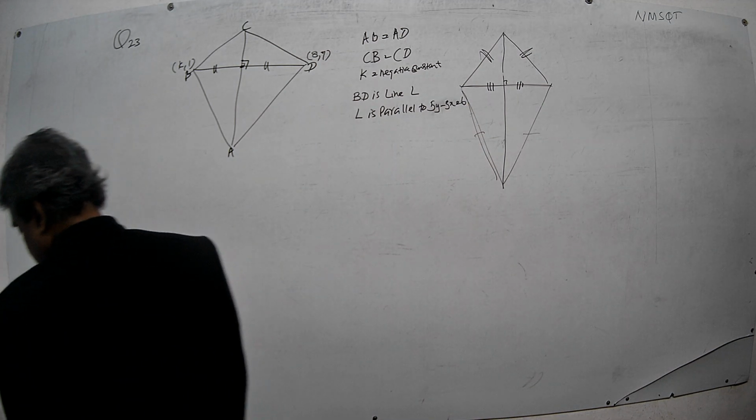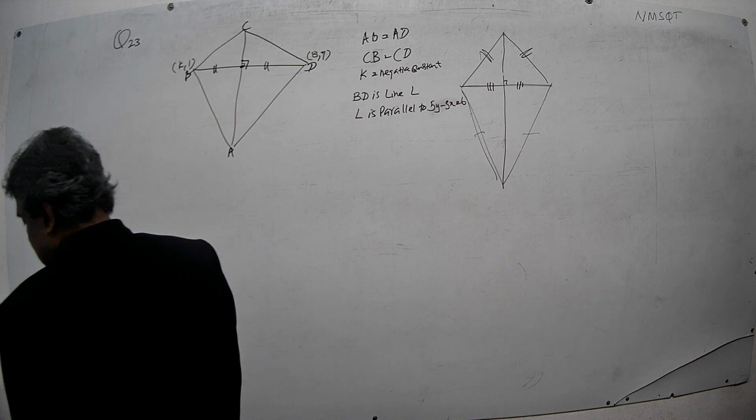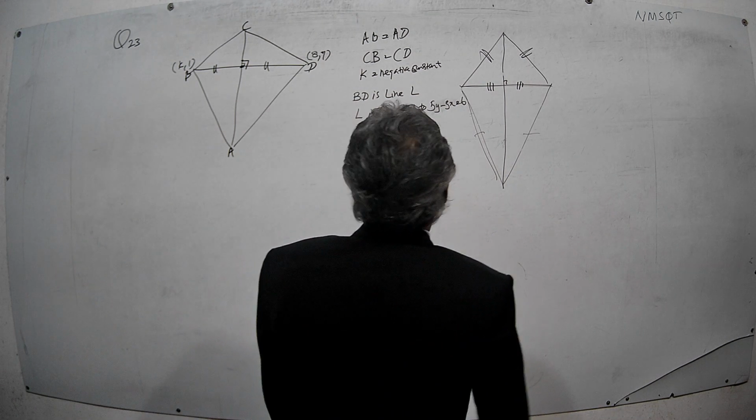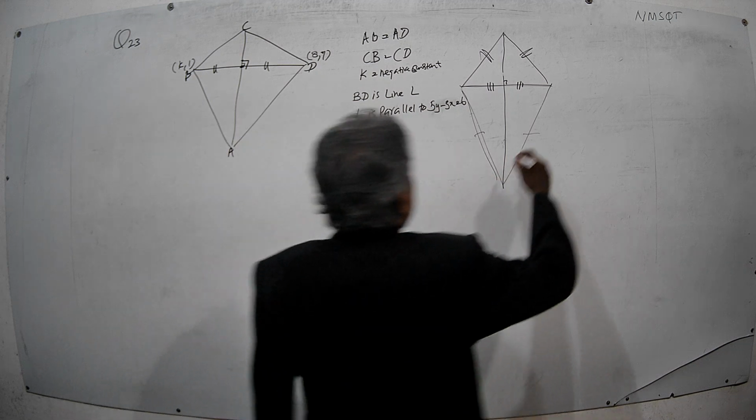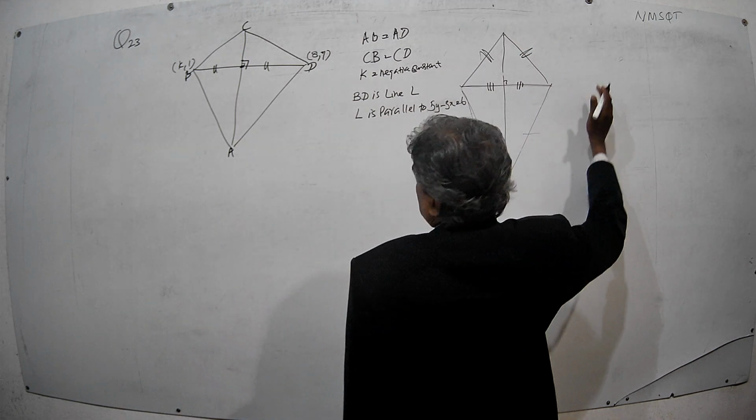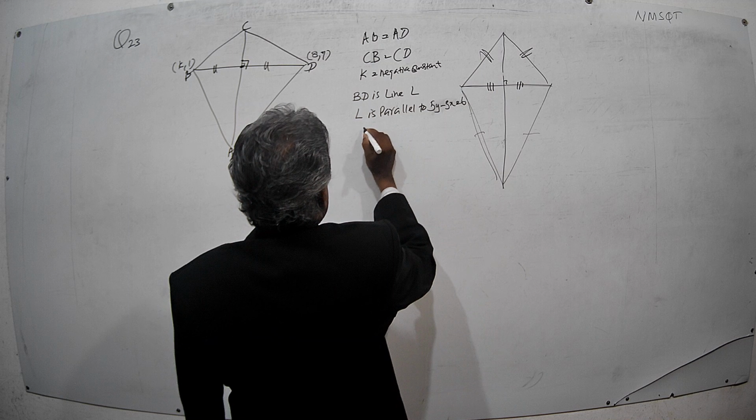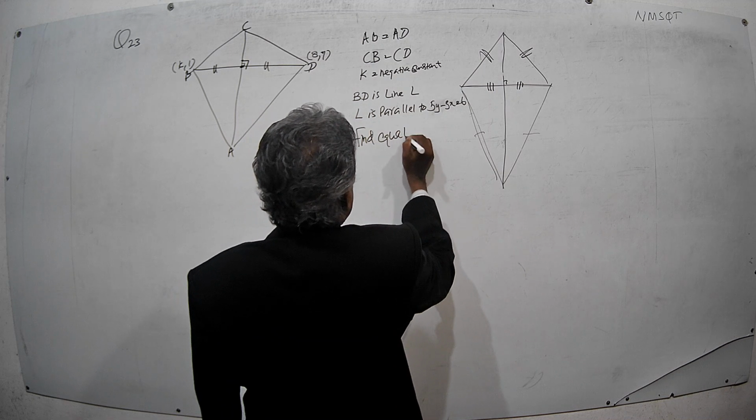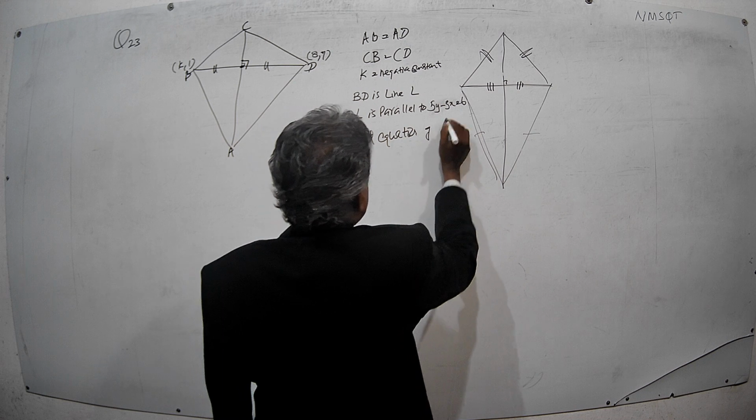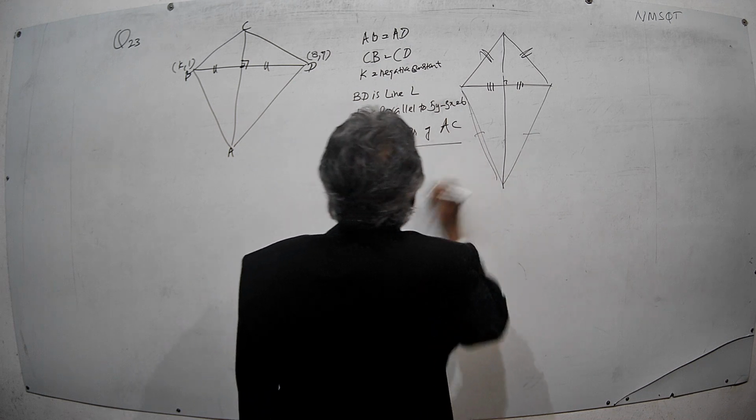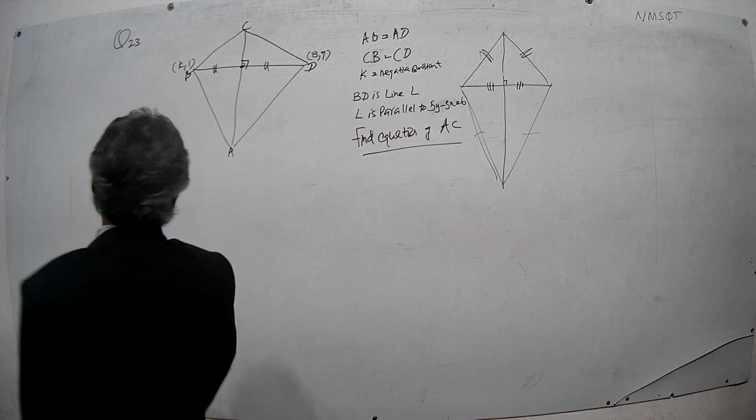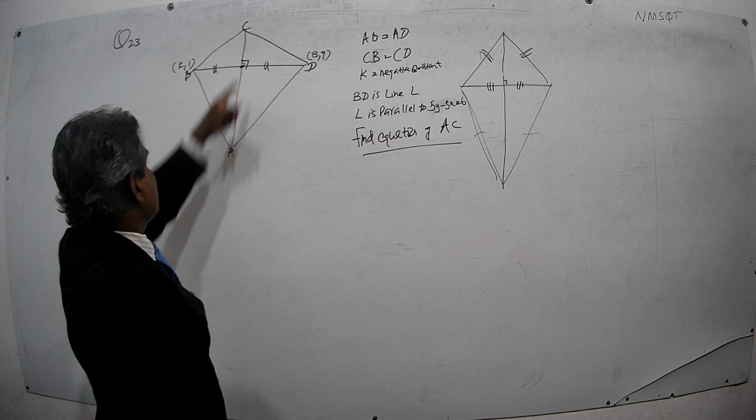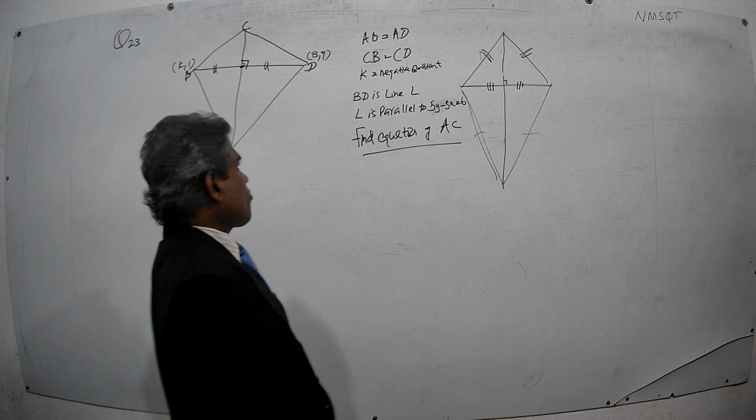Right? Now, what is asked? They are asking for the equation of AC. Then you have to find what? Find the equation of AC. That is the task. Find the equation of the line AC. AC line means this line.